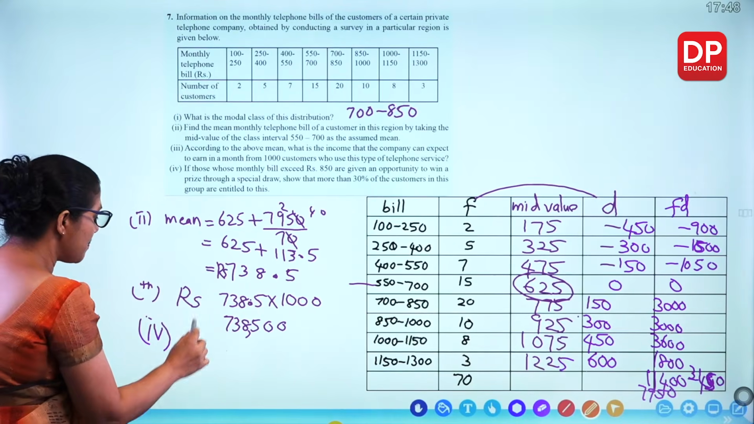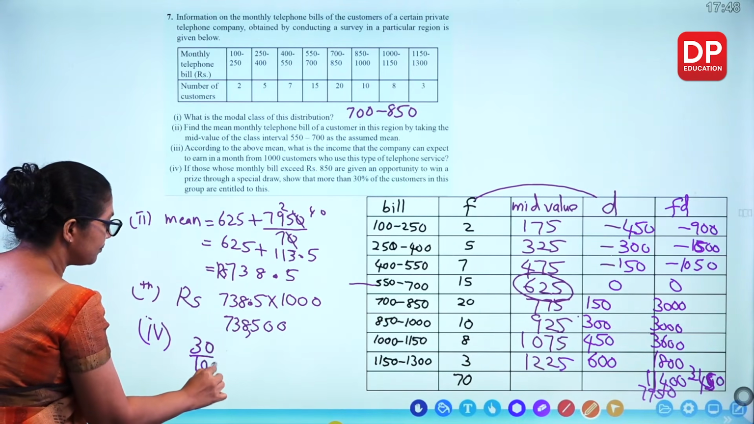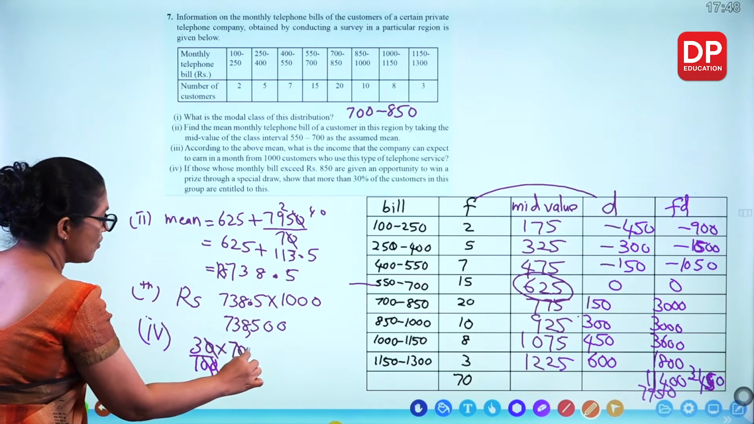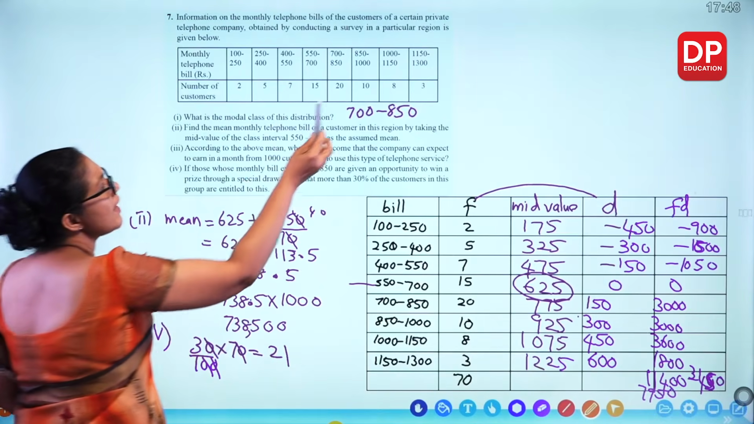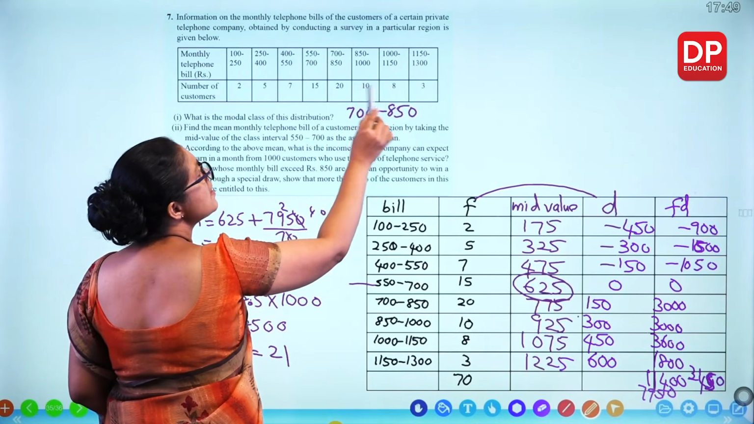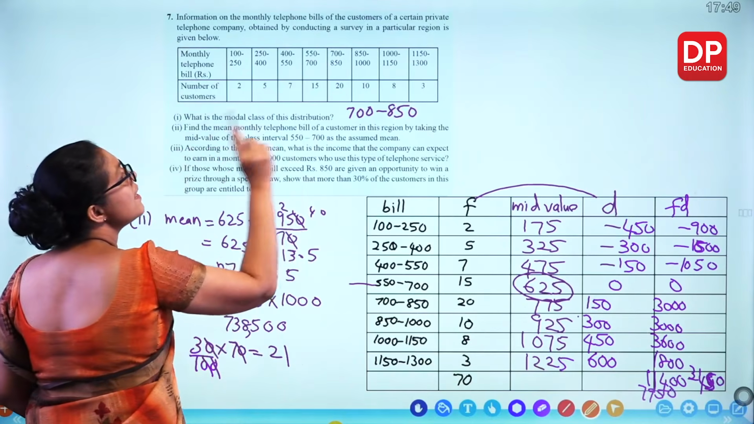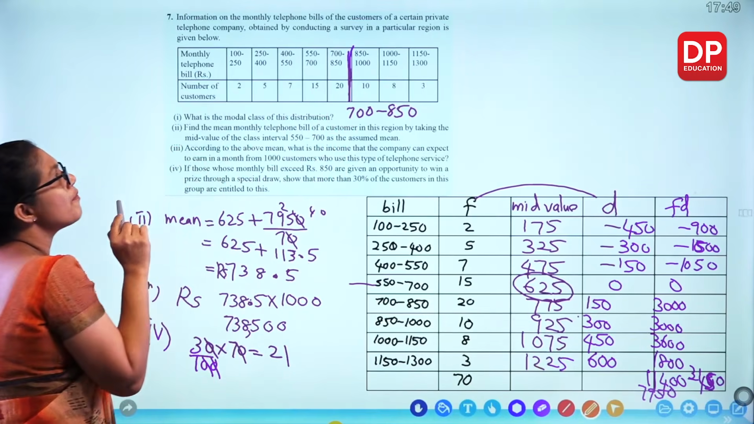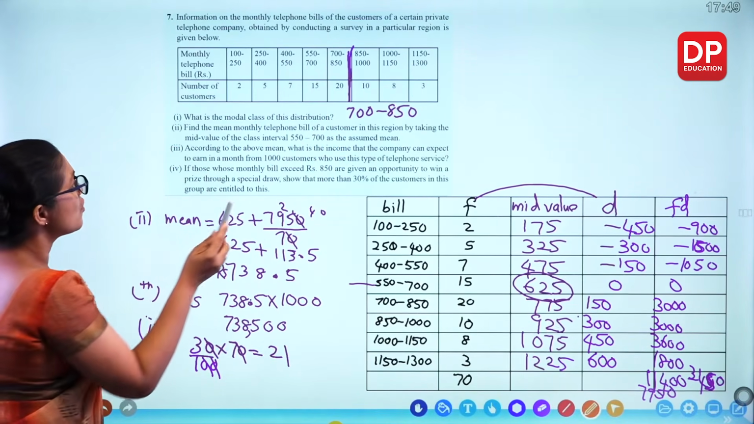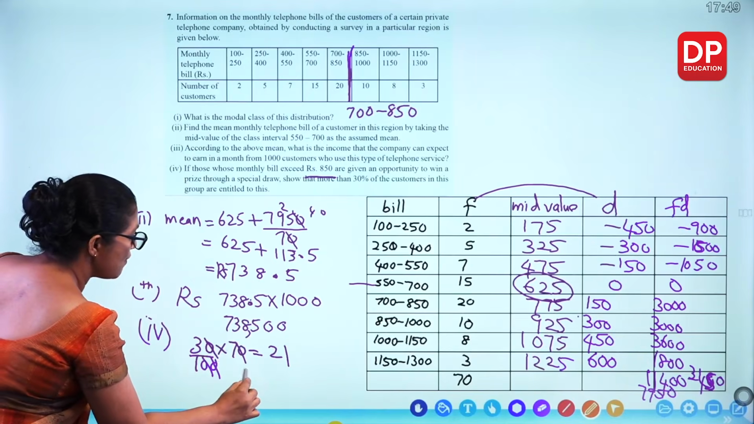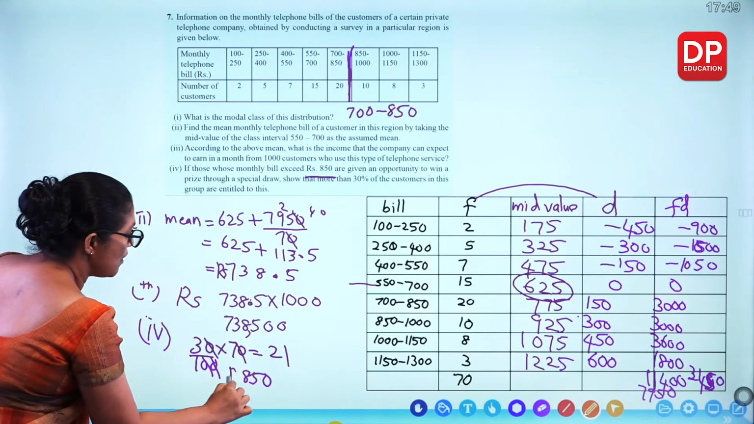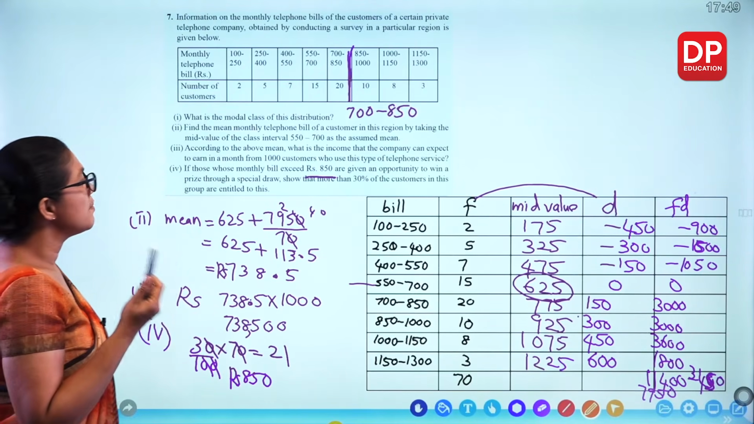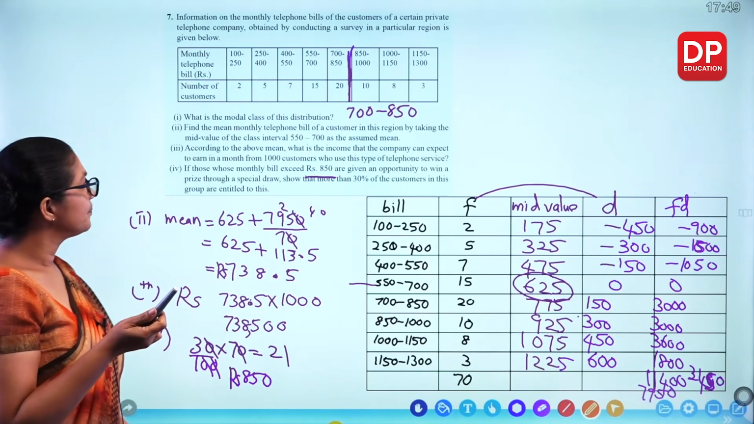Fourth one. So we have to check more than 30% of the customers in this group are entitled to that. So 30% of that, 70 means, what's the answer? You get 21 people. Now calculate and see where you get 21. 8 plus 3 is 11. 11 plus 10 is 21. So that means the boundary value is 850. So that's correct. So 850, if the value is more than 850, 30% of customers entitled for that.